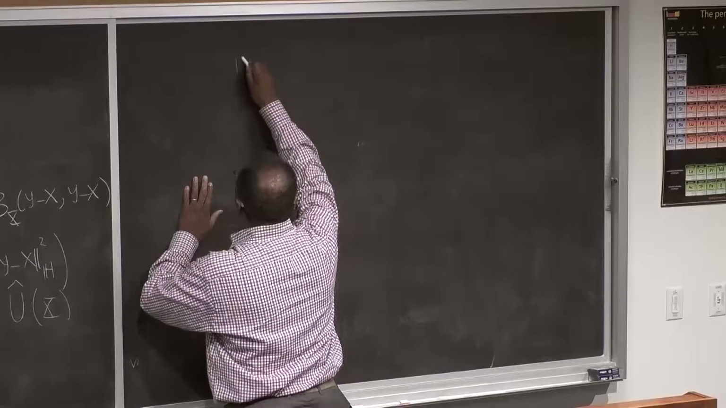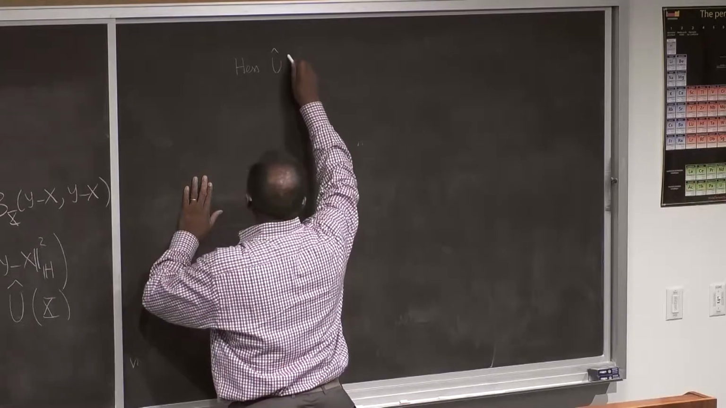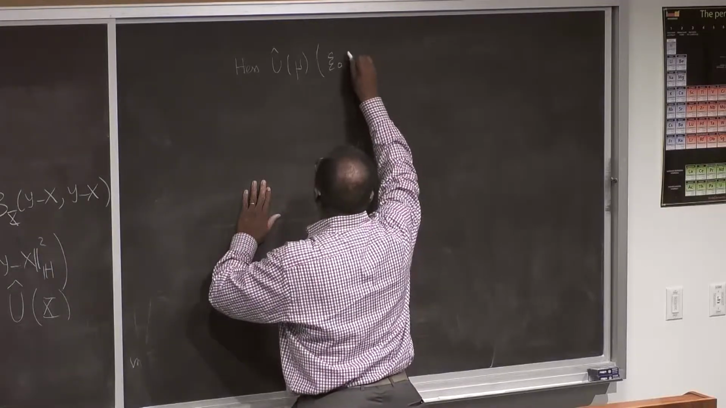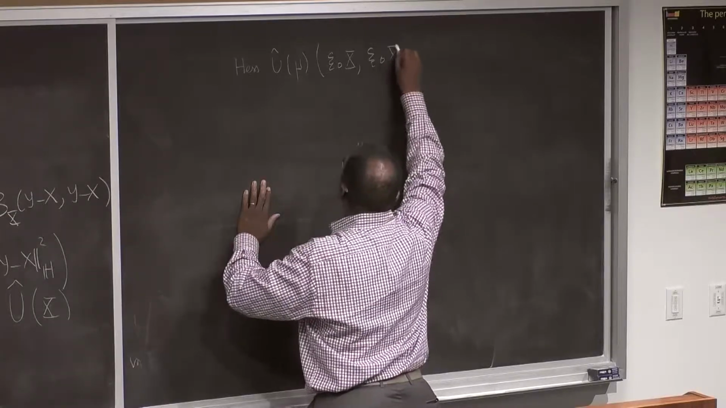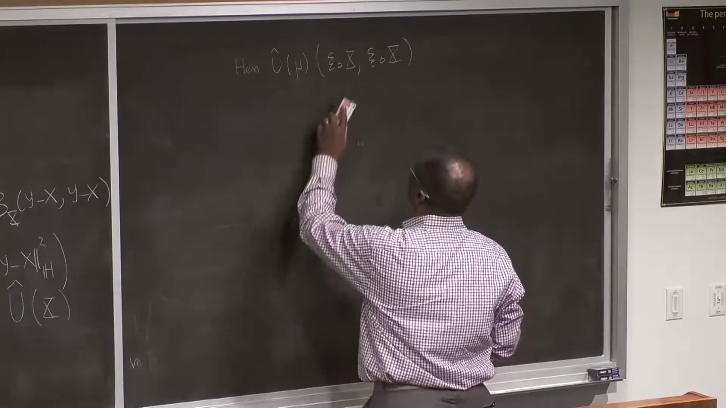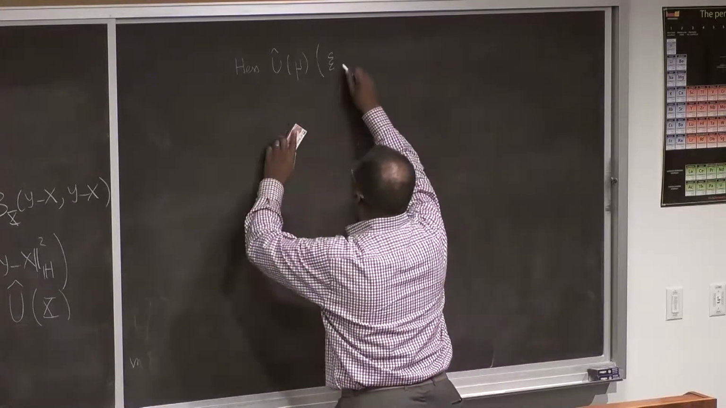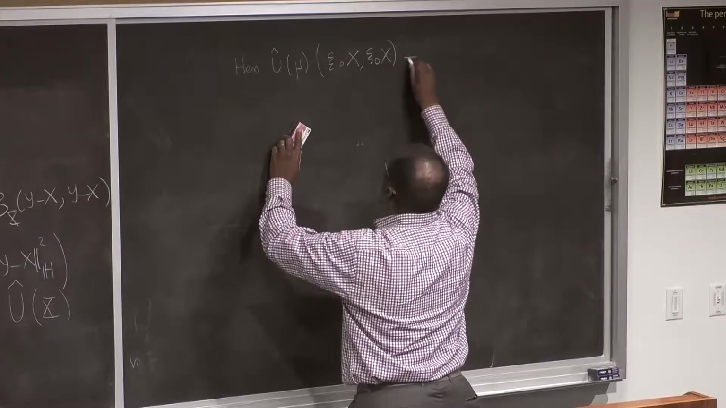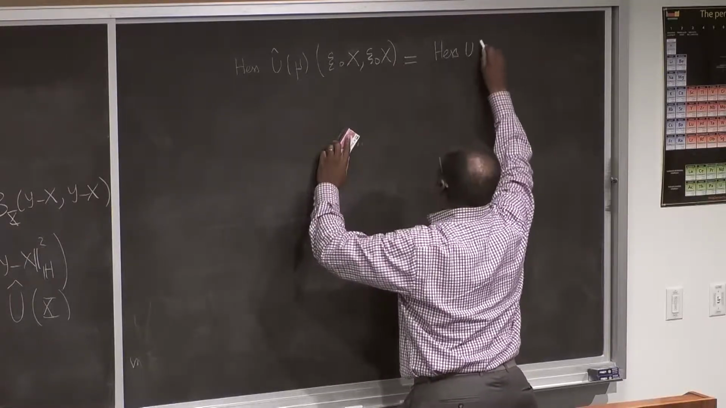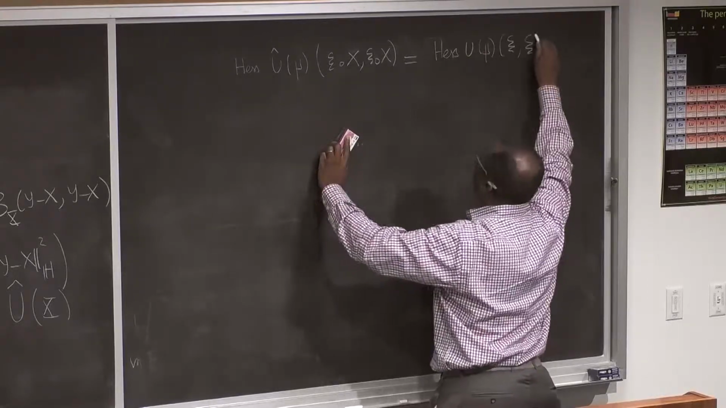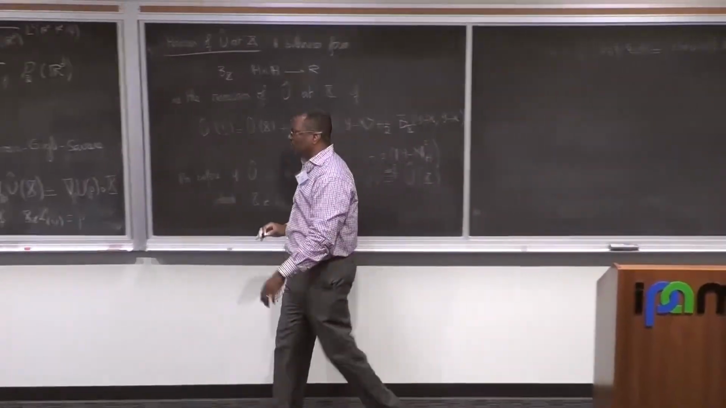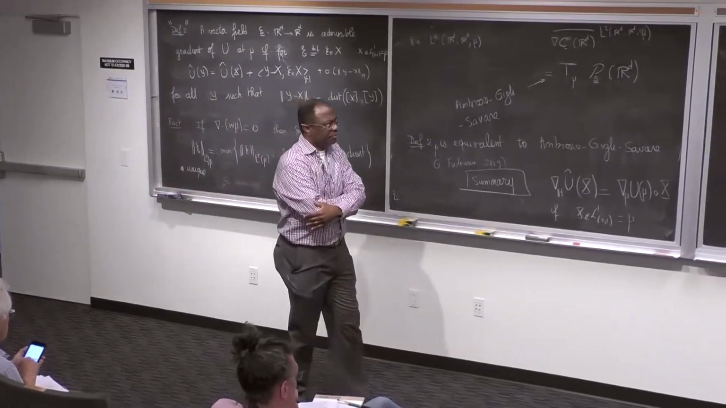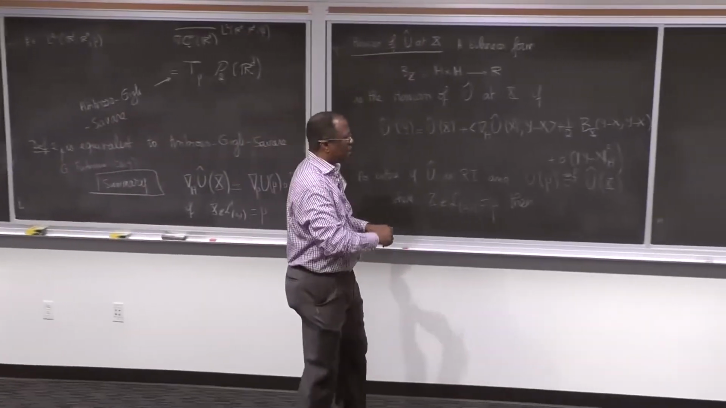the Hessian of u hat at mu. If you apply it to psi composed with x, psi composed with x, this will be the Hessian of u at mu applied to psi. So again, I didn't define the Hessian, but you repeat this same definition with this constraint, and that gives you the definition of the Hessian. And once you have that definition, you have this theorem.